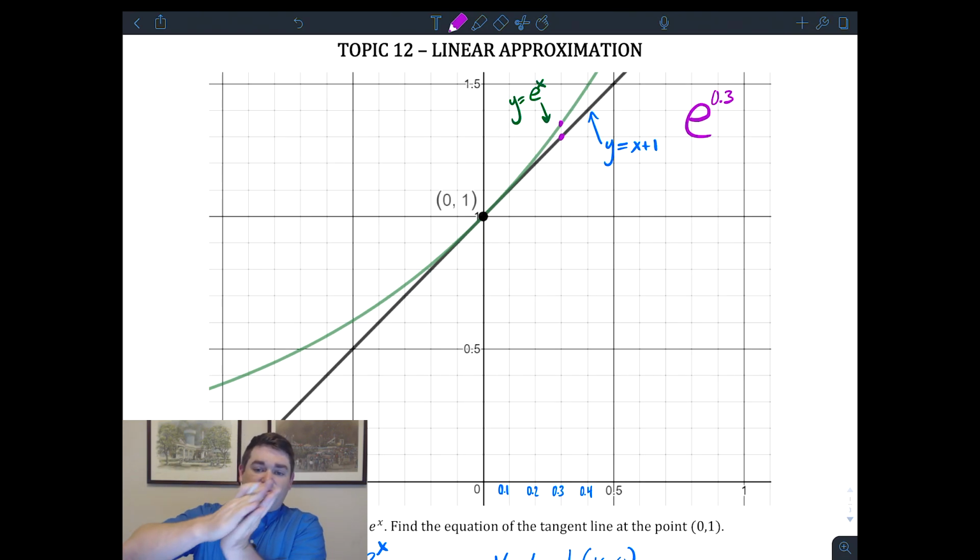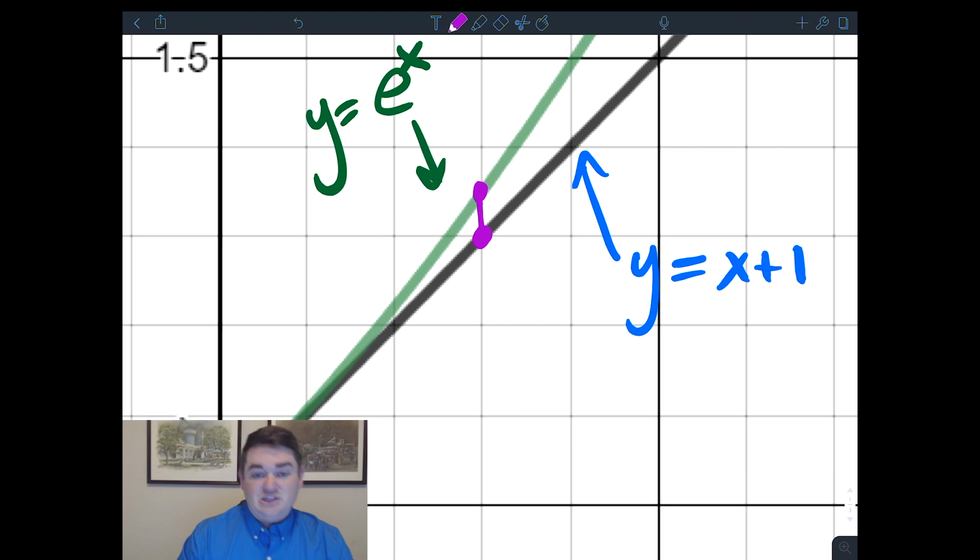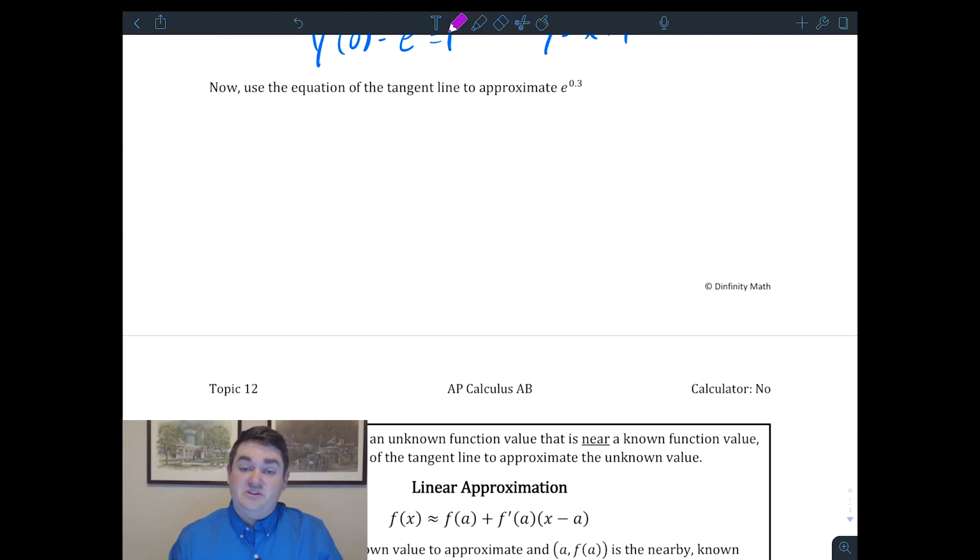And the idea is that those two curves won't be that far apart as long as the point where you made the tangent line is reasonably close. So by plugging into x plus 1 instead of e to the x, I can approximate the value of e to the 0.3 power. And notice the distance between these two is not very much. So the error, the amount that I'm actually missing the true value by, in the big picture is not that big. So when this says use the equation of the tangent line to approximate e to the 0.3 power, it just means take 0.3 and plug it into the tangent line instead of e to the x, because without a calculator, I don't know what e to the 0.3 power is.